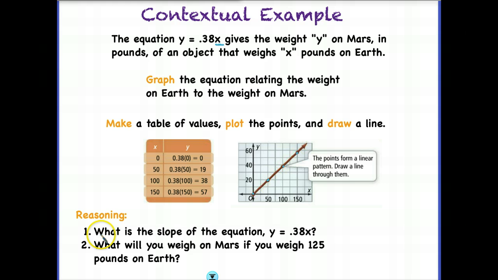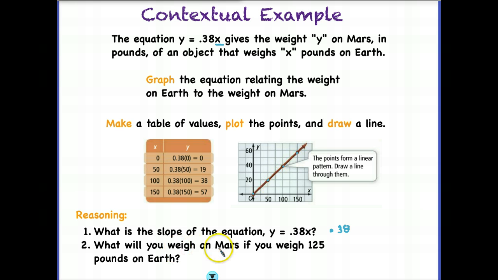So let's answer these questions. Try to answer these on your own first. What is the slope of the equation y equals 0.38x? Okay, well, as we've been talking, the slope is just the constant of variation, which is 0.38.